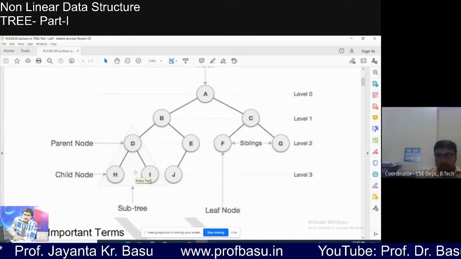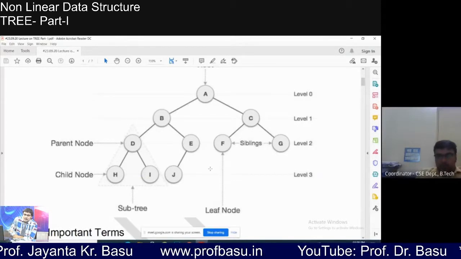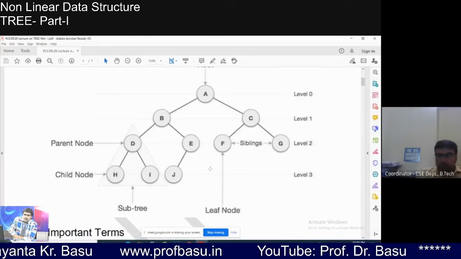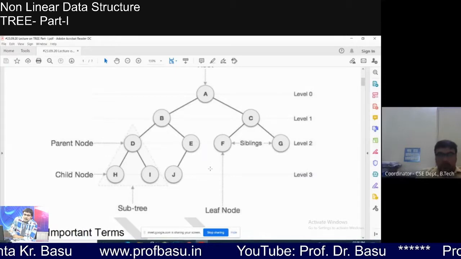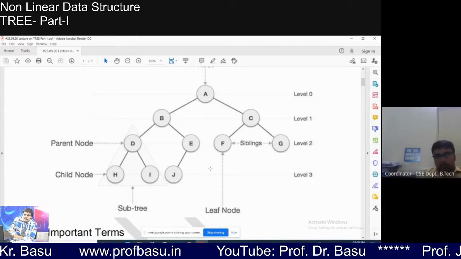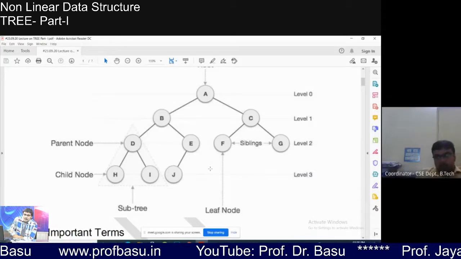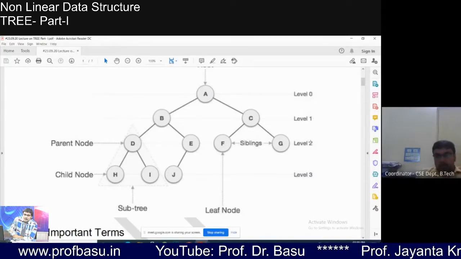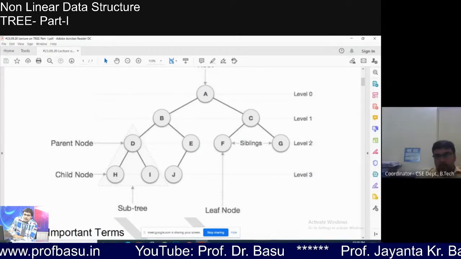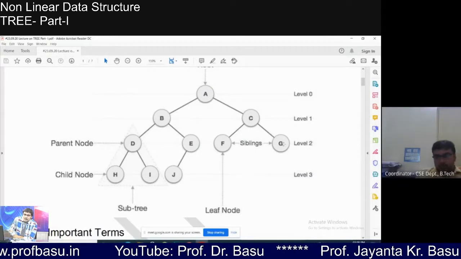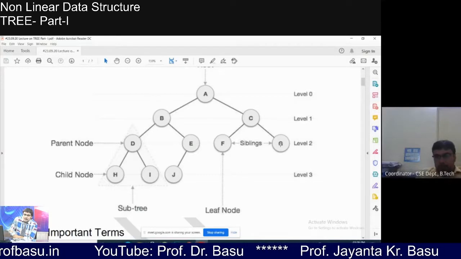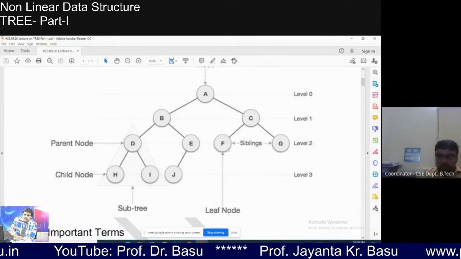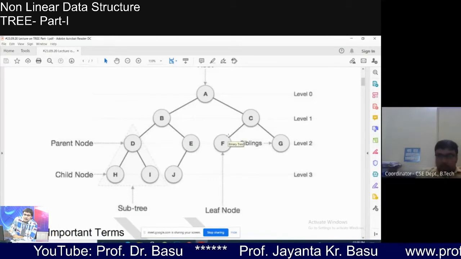And what is a leaf? Just like a tree, a leaf actually lies in the last level where there will be no branches. There will be no branches generated from that leaf. A leaf is the ultimate edge of a branch of a tree, right? So in the tree, we call it the leaf node.